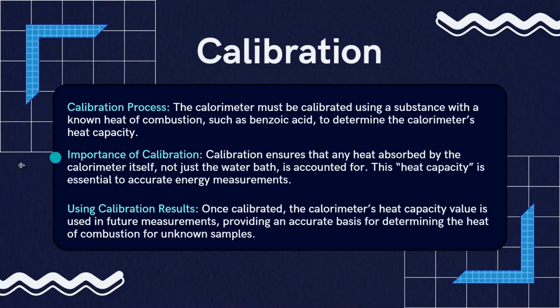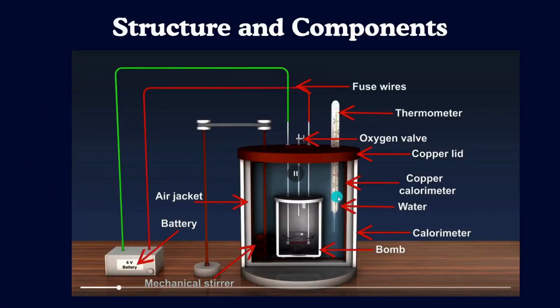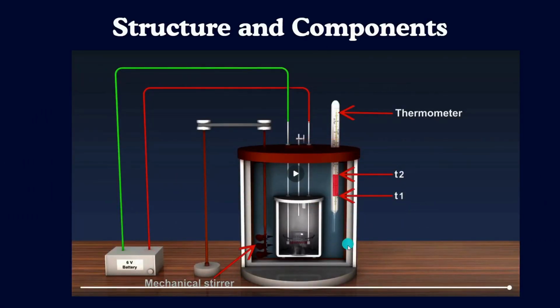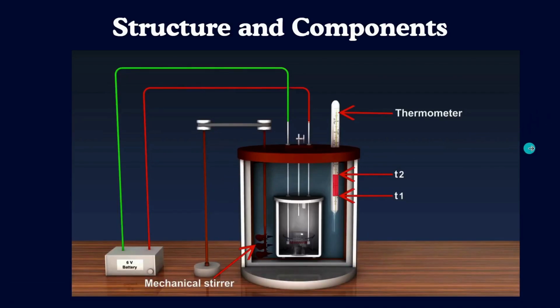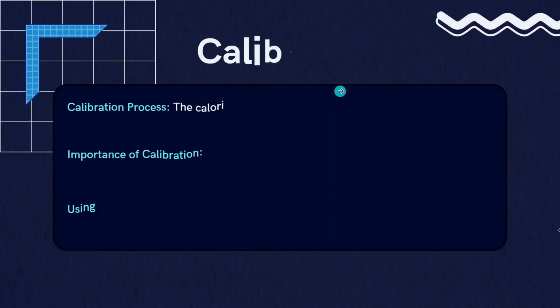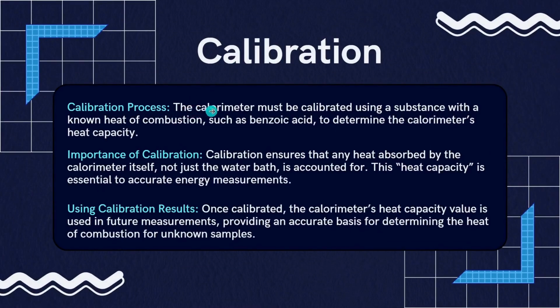Calibration. As you can see, this is the insulated container. It has some heat resistance, so we have to calibrate for minimizing the error. Calibration process: the calorimeter must be calibrated using a substance with a known heat of combustion, such as benzoic acid, to determine the calorimeter's heat capacity.